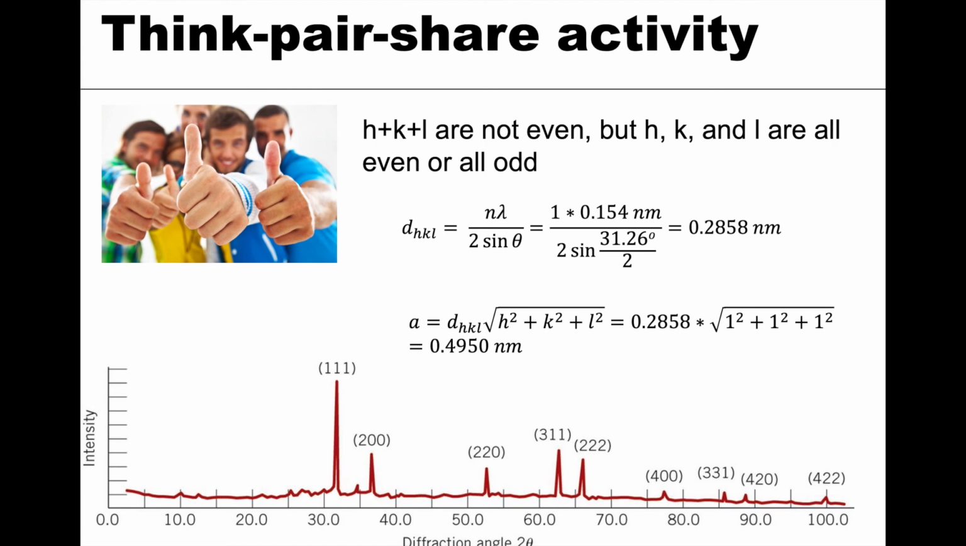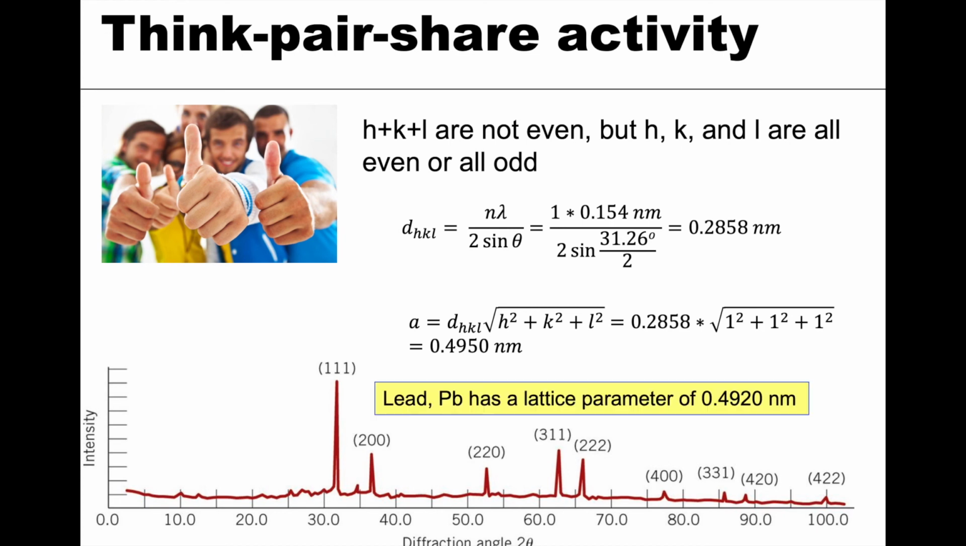And let's say this is an element, if we compare this to the list of lattice parameters for elements, what we find is that the lattice parameter and the FCC of different FCC metals show that this is lead. Lead has a lattice parameter of 0.4920, so very close to what we calculated. And lead is an FCC type of element. So by knowing the lattice parameter, we can then determine what the crystal structure is.